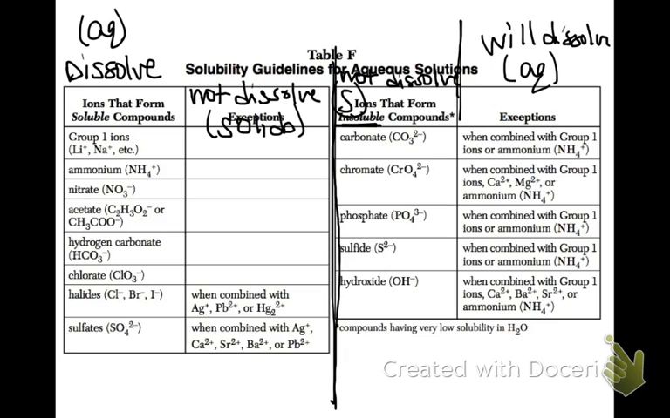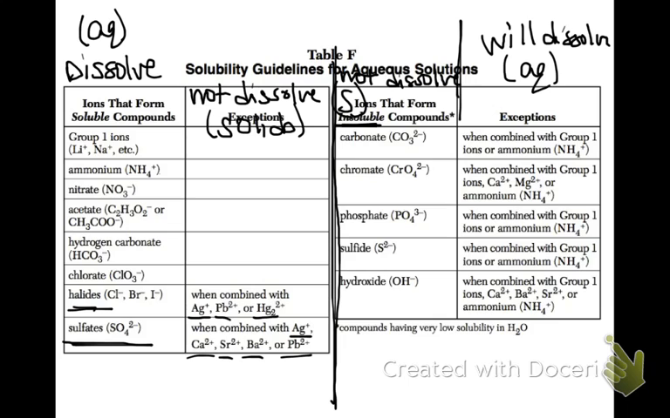So let's take a look here. Any of the group 1 ions will dissolve, and there's no exception. So if you have a group 1 ion, it will dissolve in water. Ammonium will dissolve, so will nitrate, acetate, hydrogen carbonate, and chlorate. Here we have the halides, group 17. They will dissolve except when they're combined with silver, lead, or mercury. Same thing here with the sulfates. They will dissolve unless they're combined with silver, calcium, strontium, barium, or lead.